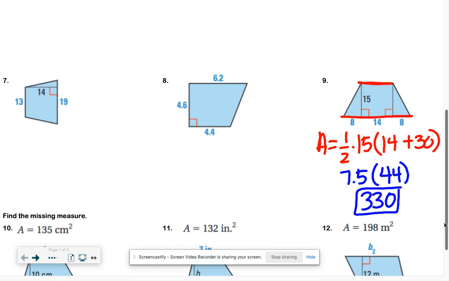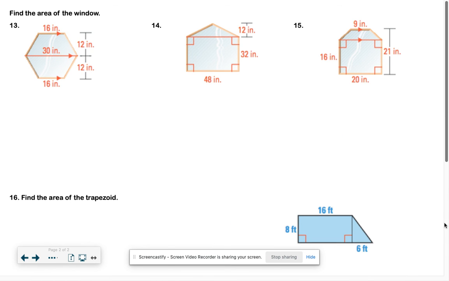Mike, what was the other one you wanted us to do? 13. 13 on the back? Okay. Let's go to the back. Did everyone get down 9? Yeah, okay.